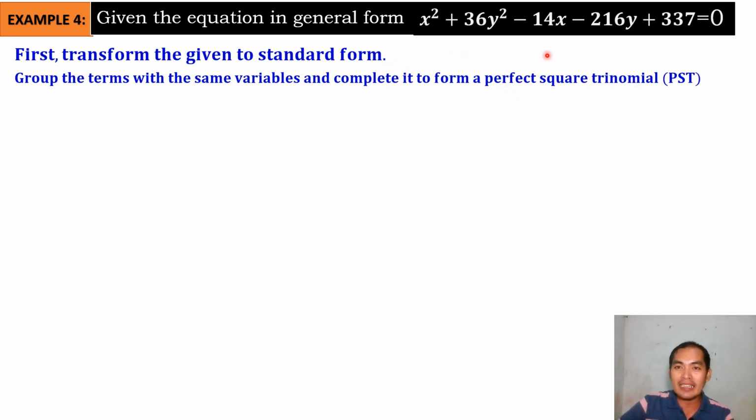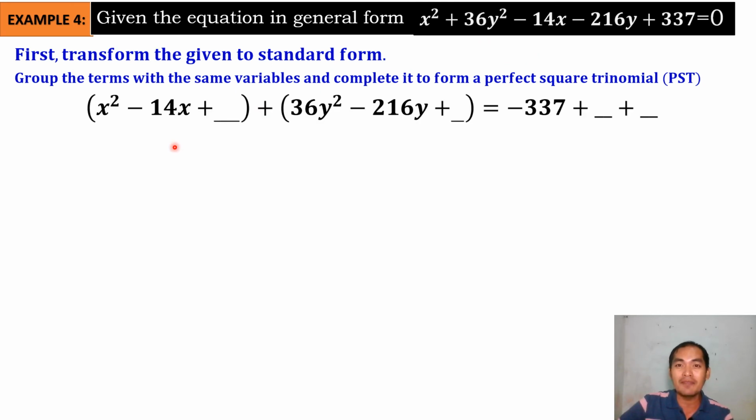I-grupo natin lahat na may variable x. We have x squared minus 14x plus blank. Then, yung may y naman, 36y squared minus 216y plus blank equals the constant transposed to the other side. This is positive, maging negative. The first blank is for x, pareho silang value. The second blank is for y, pareho silang value.